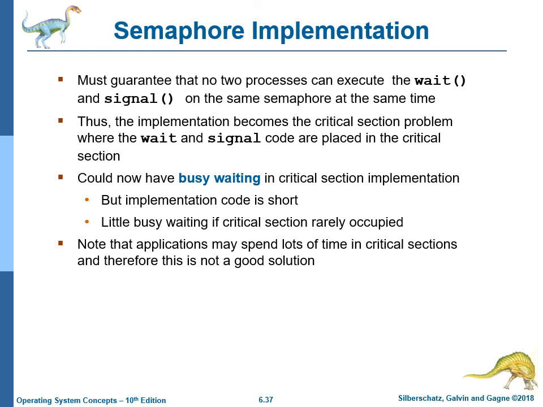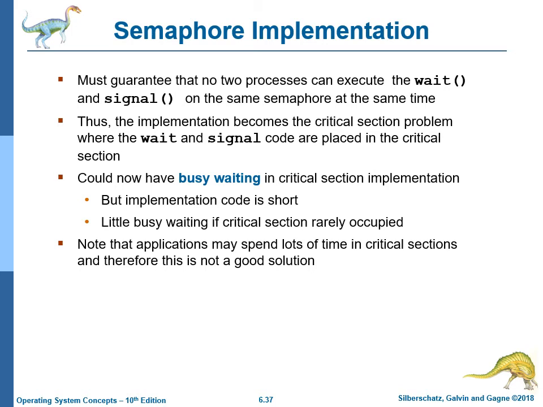Okay. So semaphore must guarantee that no two processes can execute wait and signal on the same semaphore at the same time. Thus, the implementation becomes the critical section problem where the wait and signal code are placed in the critical section. So they could not have a busy waiting. So dia tak ada problem dah.